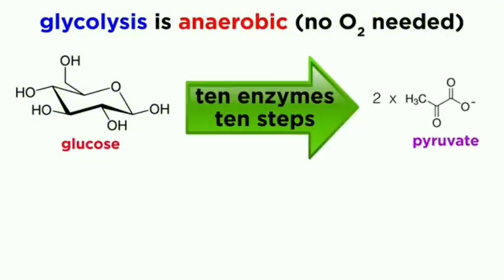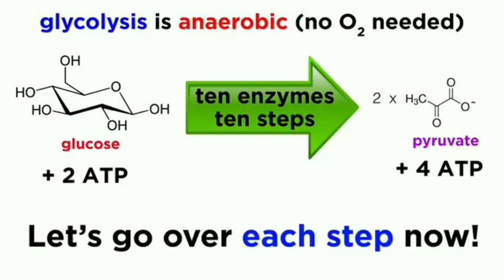It requires 10 enzymes to happen, which catalyze each of the 10 steps, as well as an investment of 2 ATP molecules in the preparatory phase to get 4 ATPs back over several steps in the payoff phase. The names and details of each individual reaction may not be of interest to every viewer, but in case they do interest you, here is a brief overview of each step.